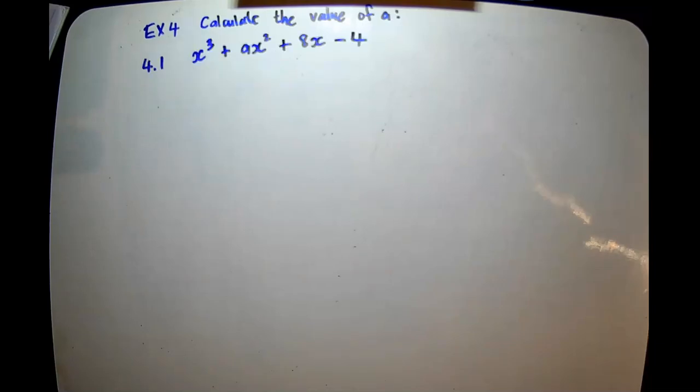Exercise 4. Given 4.1, x cubed plus a times x squared plus 8x minus 4 is divided by x minus 1. X minus 1 is equal to 0. This means x is equal to 1. Also given, the remainder is 0. So this means we can definitely solve for a. So once we substitute our 1, we must let all of that equal to 0.